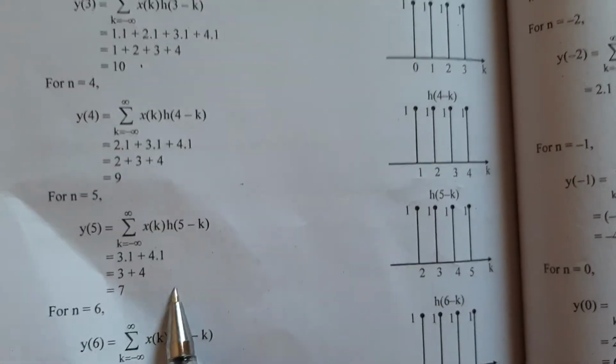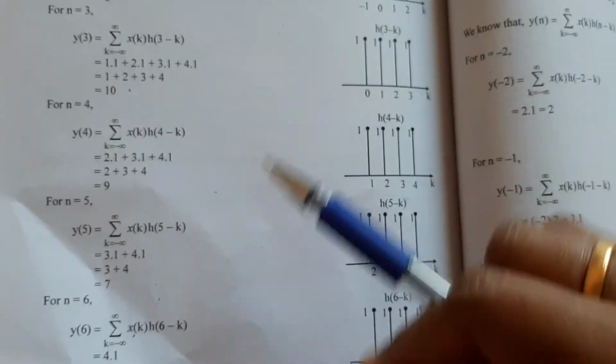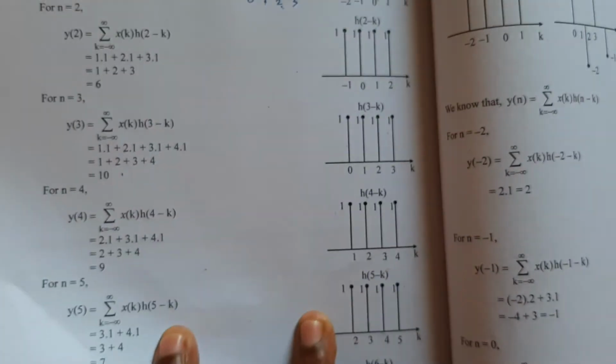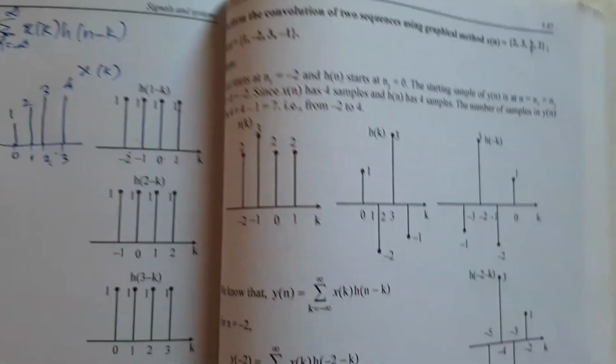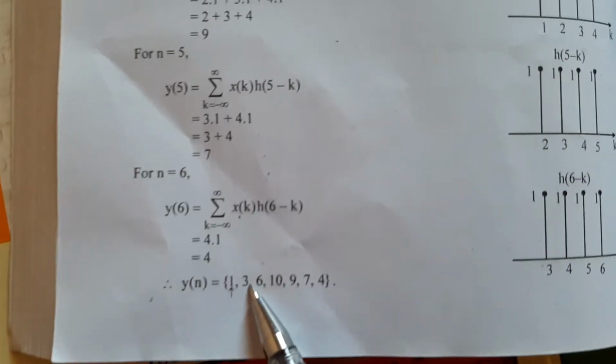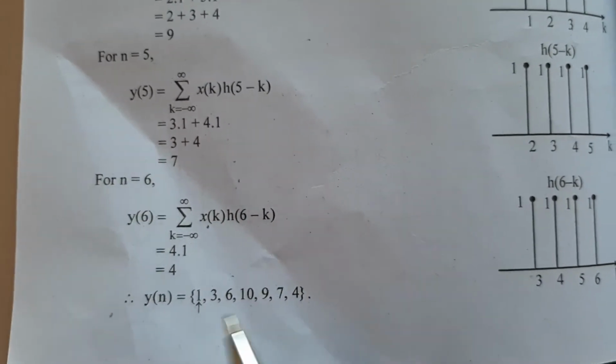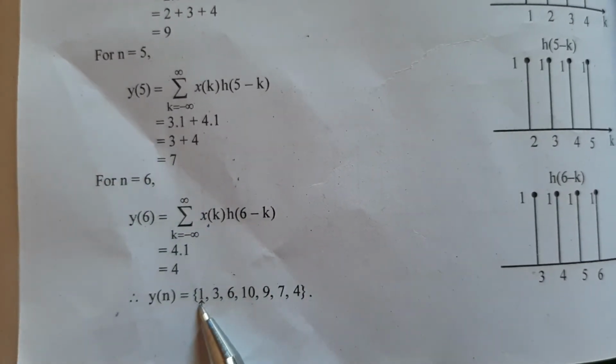Similarly, find for n is equal to 5, n is equal to 6, so totally n is equal to 0 to 6. So it is our graphical method. Can you understand? And we can see the next problem. So here you want to finally take down all the answers. Okay, so for n is equal to 0, the value is 1.